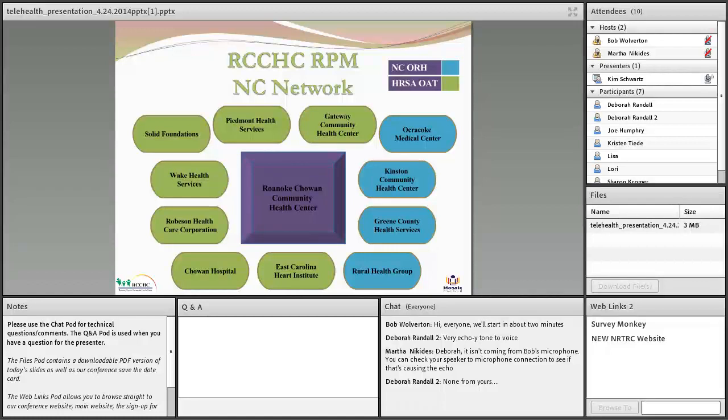And so you can see we have various hospitals, other community health centers. Solid Foundations is a community behavioral health center. We had a specialty heart institute in there from East Carolina. And we crossed the whole state, which was very cool, and replicated this within multiple electronic medical records, as well as even a health center that did not have an electronic medical record at the time. So we were able to move on and expand that program.